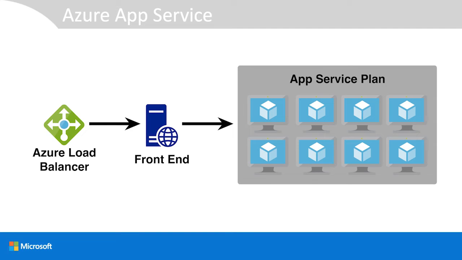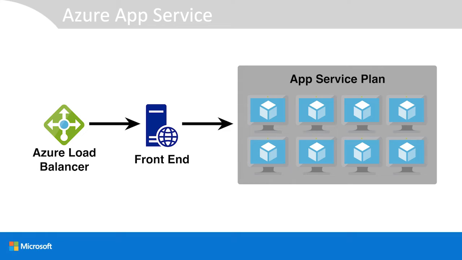We've talked a lot about virtual machines as an IaaS offering. Let's switch gears and talk about one of the most common PaaS services in Azure, and that's Azure App Service. Azure App Service is a PaaS service for hosting web applications in the cloud. This slide shows a high-level overview of how App Service works.